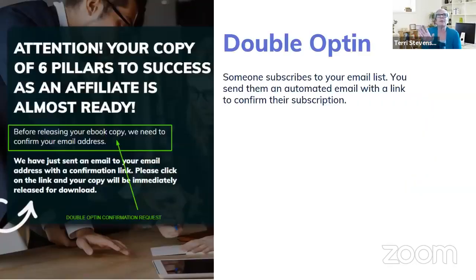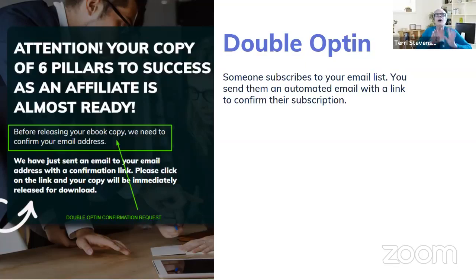Now, another type, like I said, is the double opt-in. The way it works, someone subscribes to your email list, but then you send them an automated email set up in the Builderall system, in Builderall MailingBoss. Automatically, it goes to the email they just submitted, and they have to click on the link and verify it. Otherwise, they're not going to get into your list. And that's the way that works.